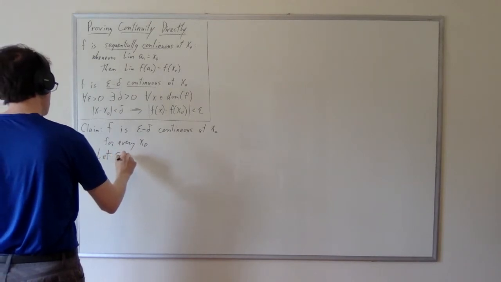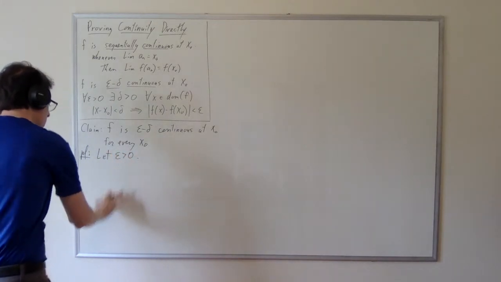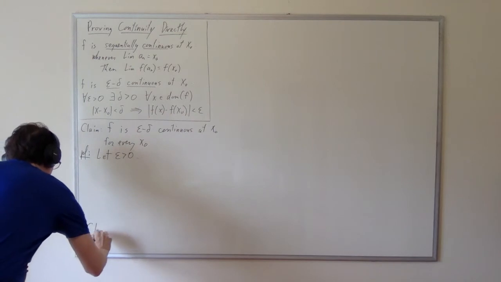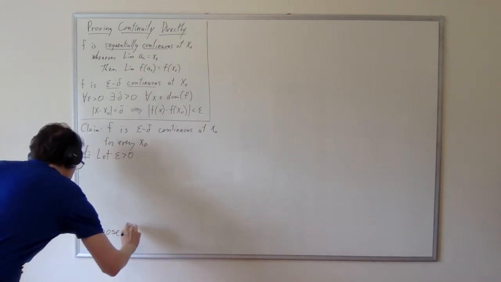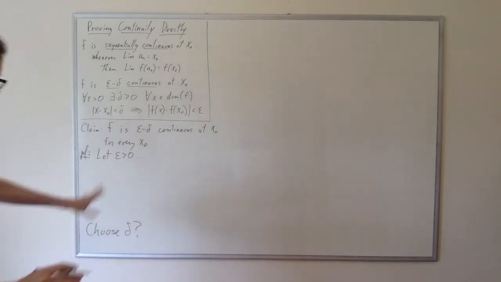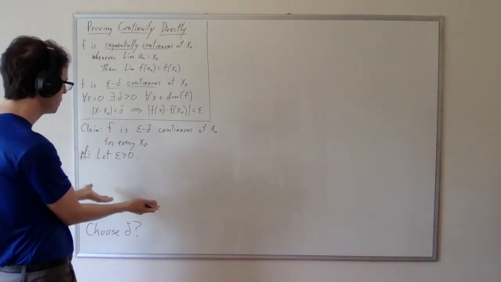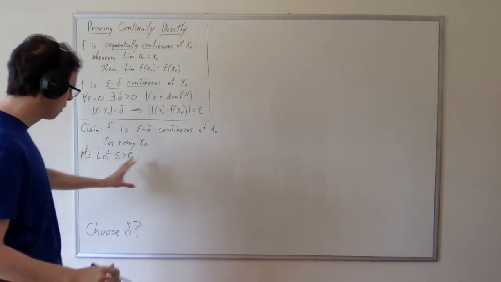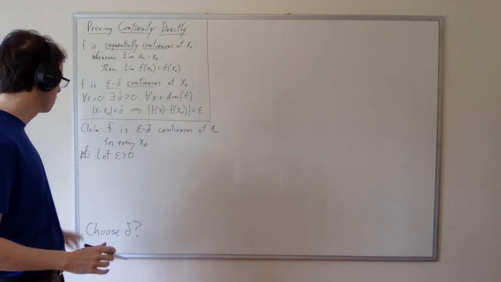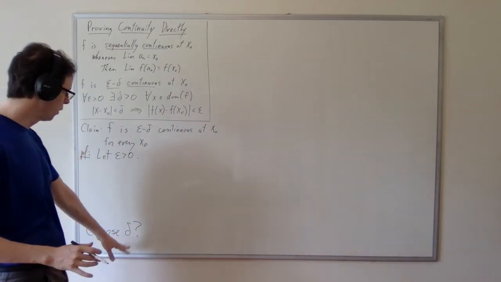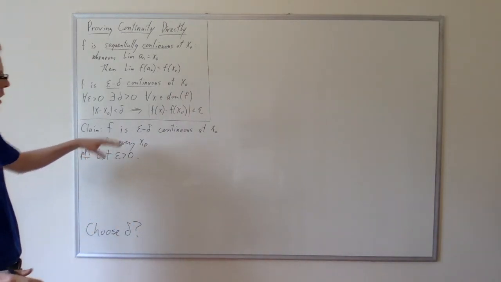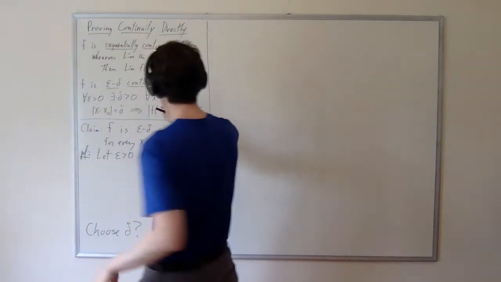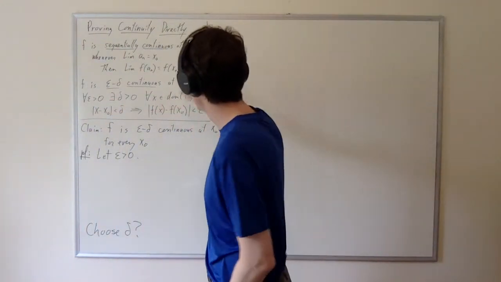So let's let epsilon be positive, and then I'm going to leave a large blank space, and I'm going to say choose delta. And I'm just going to put a question mark here because I don't know how to do that, and I'm going to fill that in later. And once I perform the rest of the proof, then we'll have a clue about how we need to choose delta. Now, after delta is chosen, it is clear what has to be done with x, right?